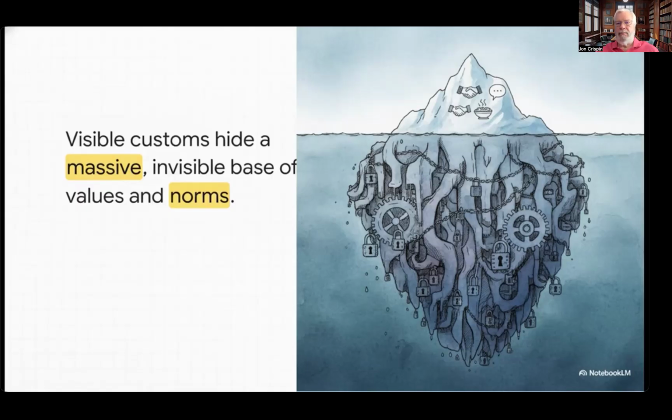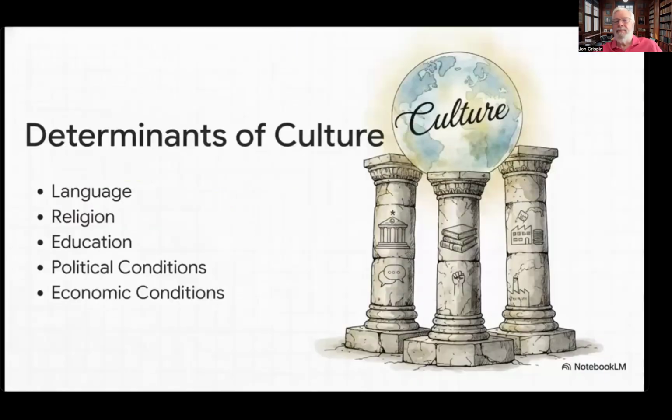Beneath the surface, it hides a massive, invisible base of deep-seated values, daily norms, and strict social mores. Amazon isn't just going to struggle with language barriers in these 66 nations. They're going to crash into these invisible societal backbones that are incredibly hard for an outsider to even see, let alone navigate properly. Now, these cultural norms don't just spring up out of nowhere.